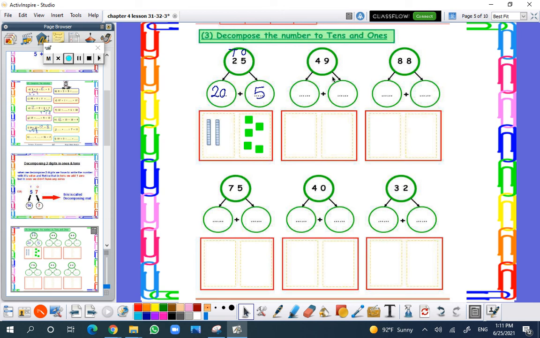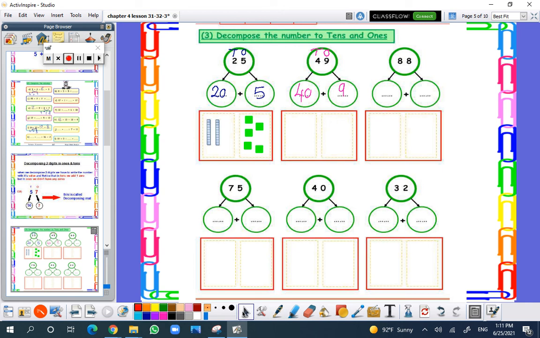49, let's represent it by decomposing math. Let's go. 49. So what is the first step? I'm going to write TO. How can I decompose it by decomposing math? So I'm going to write the number by its value. Excellent. So 4 on the tens, it will be 40. Great job. And what about 9? It will be 9 as it is, without adding any zeros.